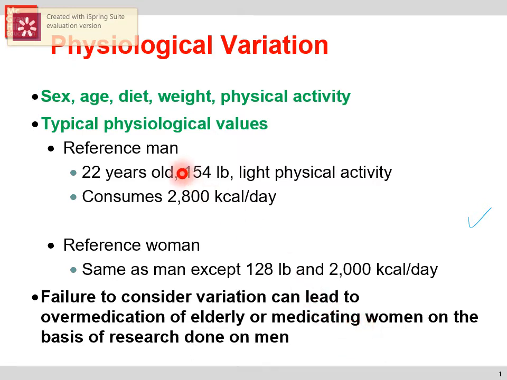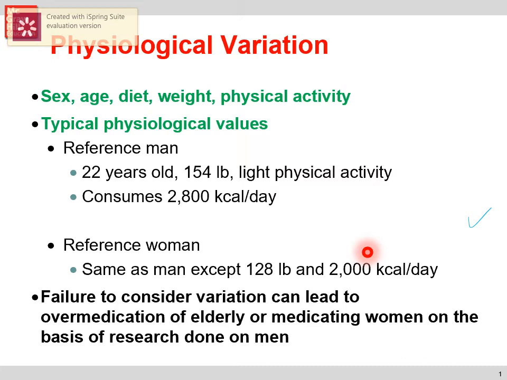A typical example of physiological variation is that a man who's 22 years old and 154 lb who does light to moderate physical activity may consume about 2800 kilocalories a day, but a woman of the same height and weight and who's about 22 years old will take about 2000 calories a day, which is usually enough, right?